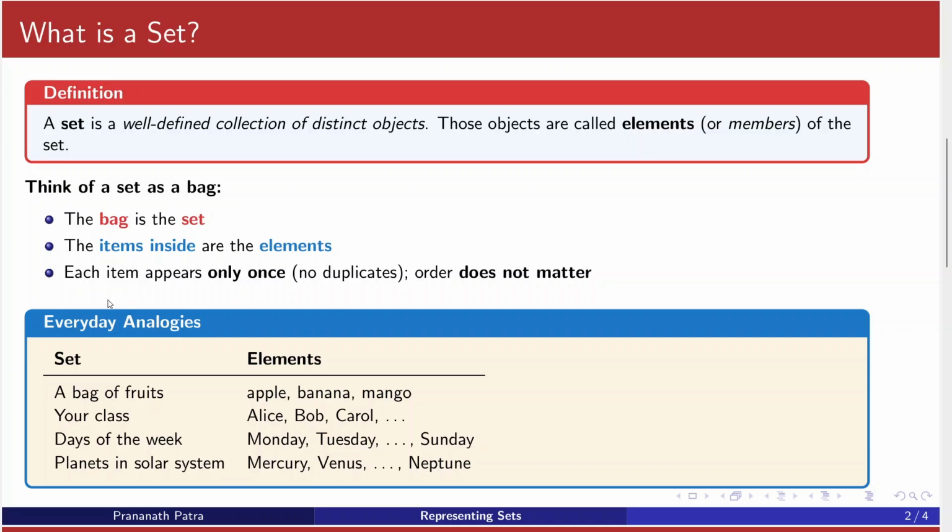Let's look at some everyday analogies to make this perfectly clear. If our set is a bag of fruits, the elements inside could be an apple, a banana, and a mango. If our set represents your class, the elements are the individual students, like Alice, Bob, Carol, and so on. If the set is the days of the week, the elements are Monday, Tuesday, continuing all the way through Sunday. And finally, if our set is the planets in our solar system, the elements would be Mercury, Venus, and the rest of the planets leading up to Neptune.